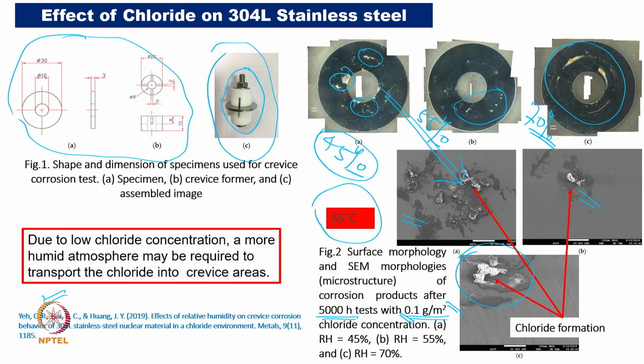So, that is why we can say here that due to low chloride concentration, as I say 0.1 gram per meter square, a more humid environment is required. That is why I say 70% humidity is essential in this case, maybe required to transport and infiltrate the chloride into the crevices also. So, humidity and percentage of chlorides work together. They kept the temperature constant at 45 degree, but if I increase the temperature to 70 degree, results will be slightly different.